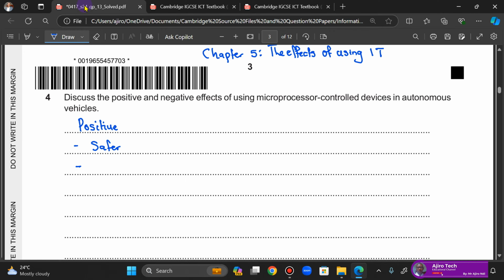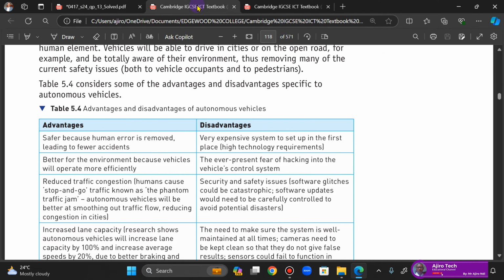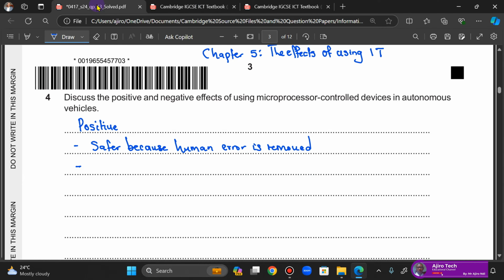Safer because human error is removed. Okay. And because of this, leading towards fewer accidents. Leading to fewer accidents. Now, of course, you can make this 2 points. Okay. So that's also fine.